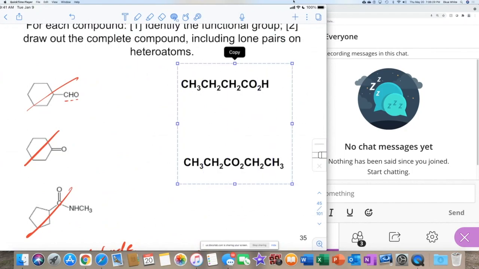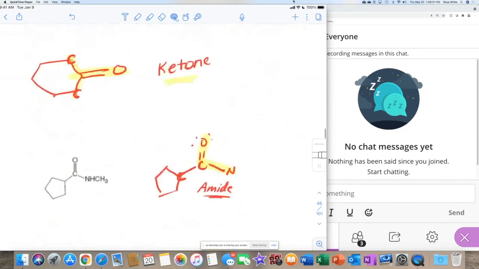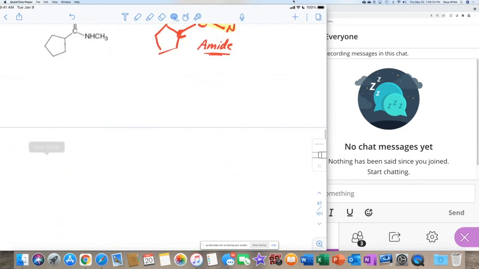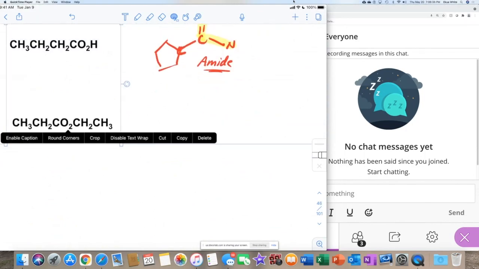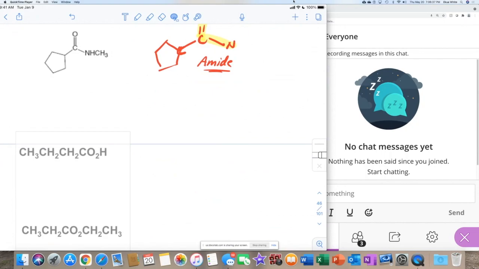Let me copy these two. I think I can copy them both at the same time. Put them right here. Paste image. Okay. We're doing a little better.